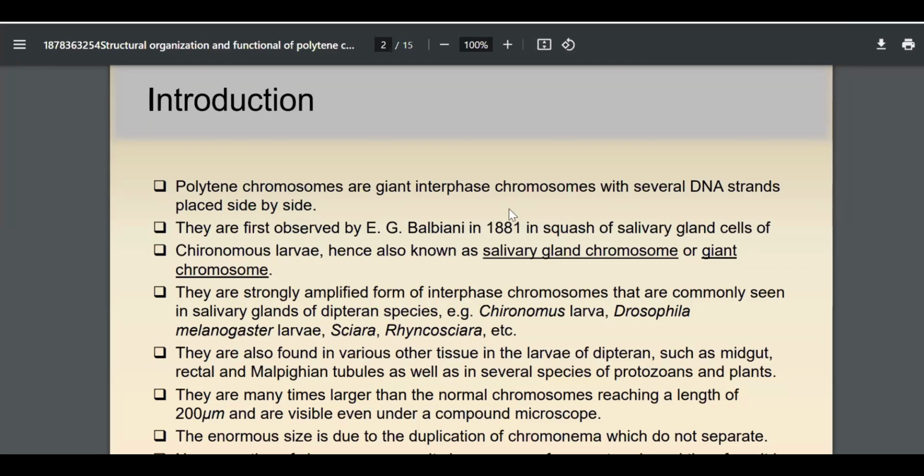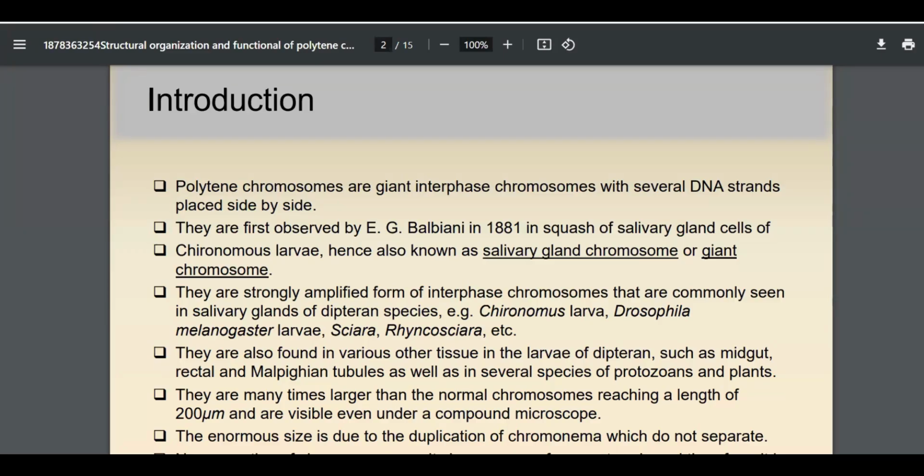So when we are talking about polytene chromosomes, this is about the history of it, right? So we know that Balbiani was a scientist who first observed and reported these giant chromosomes in the salivary glands. When he was observing the cells from the salivary glands, the cells were in the interphase, right? So several DNA strands which are placed side by side appeared as a very big molecule rather than the normal appearance it would have under a light microscope.